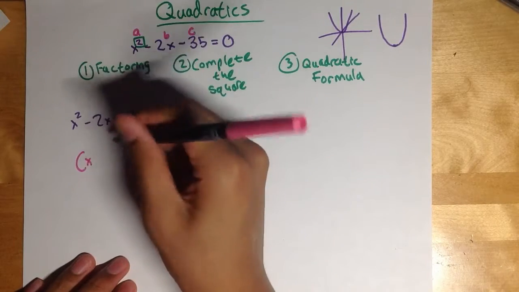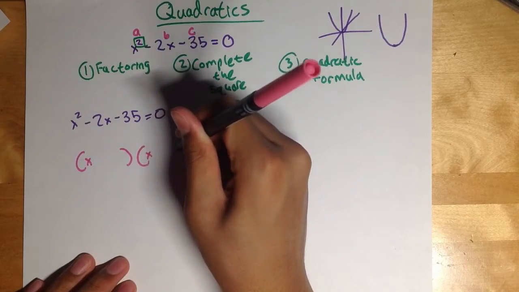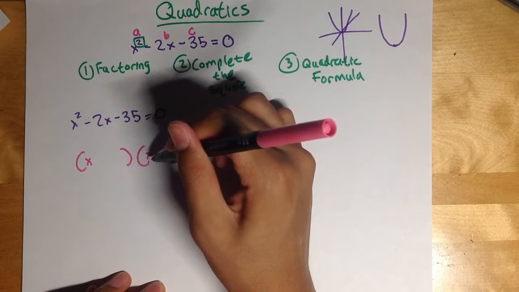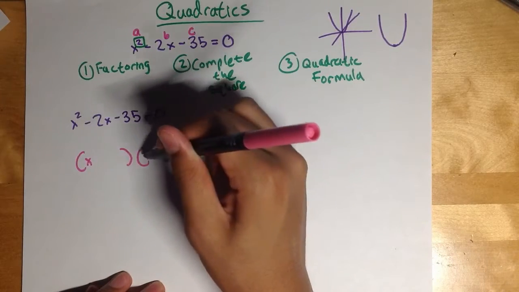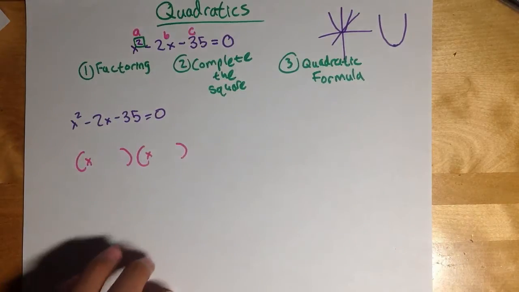It's got x plus or minus some number times x plus or minus some number. So that's going to give you x times x is x squared, x times a number is some number times x, and a number times a number is a number. That's how you get that.